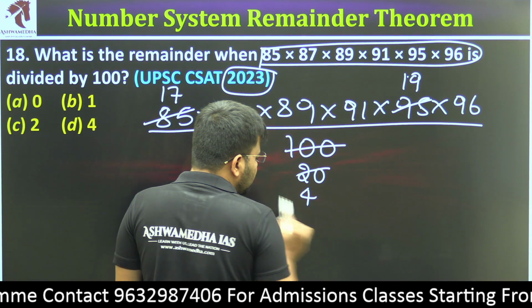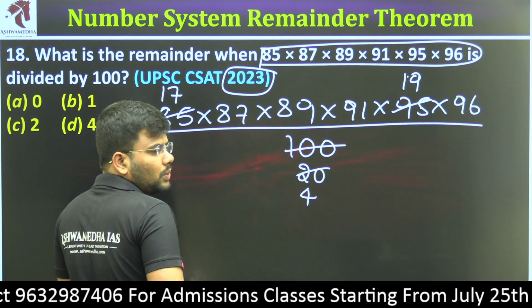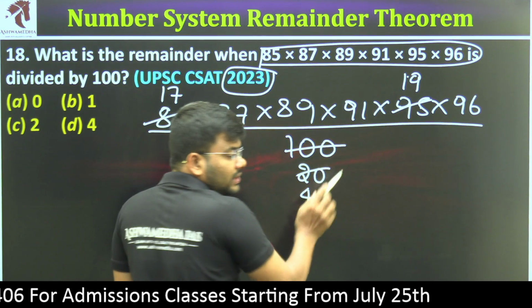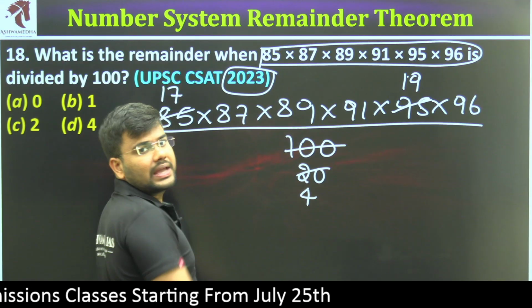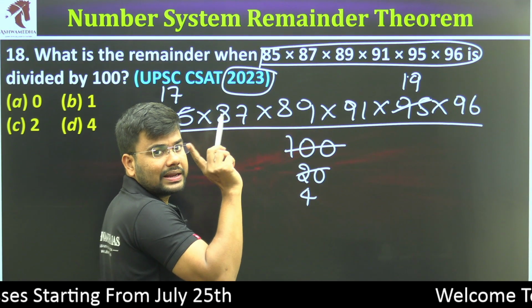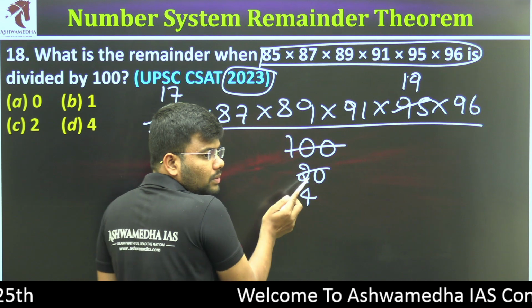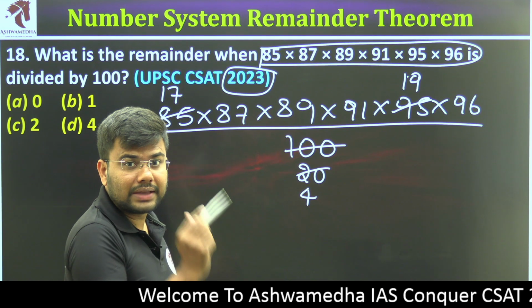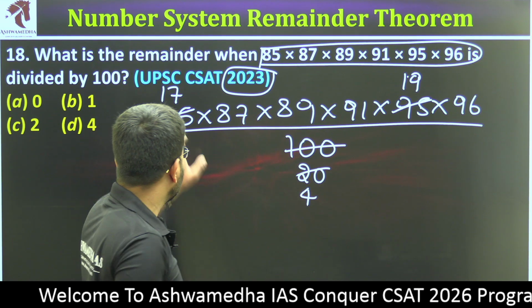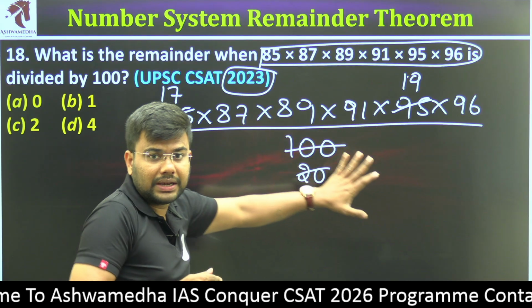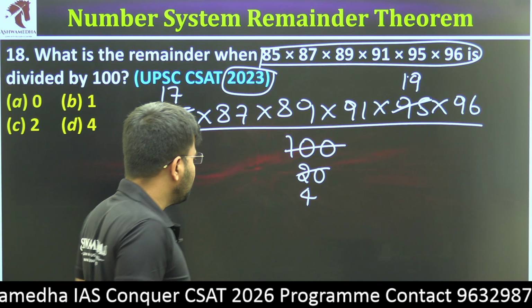The cancellation factor is what? Here 5, here 5. The cancellation factor is 25. You should be able to analyze it. 25 is the cancellation factor because here you are cancelling by 5 and here you are cancelling by 5. Not 5 plus 5 equals 10. You are cancelling by 25, because 85 into 95 you can multiply, and later cancel.